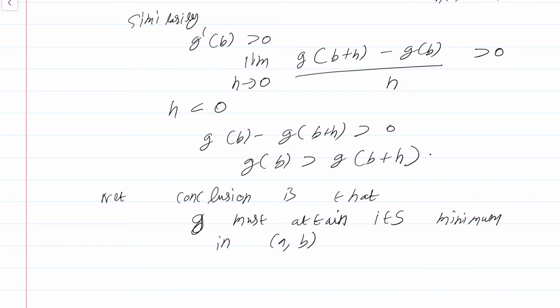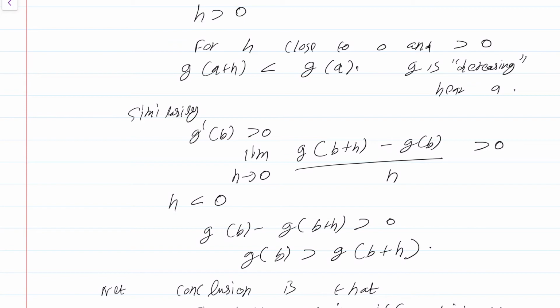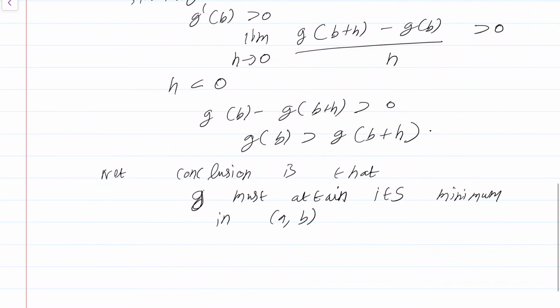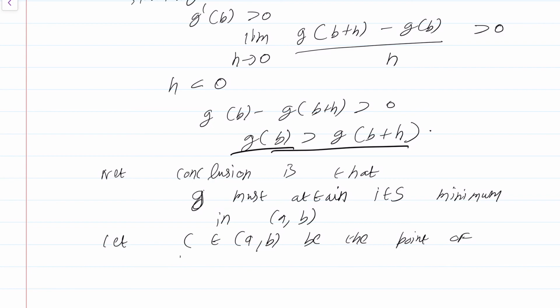Why is that? Because we have found that near the point a, there is a point a plus h such that g of a plus h is less than g of a, and near the point b, we have found a point such that g of b is greater than g of b plus h. So both put together say that neither g of a nor g of b can be the minimum of the function g. So g must attain its minimum in (a, b). So let c in (a, b) be the point of minimum.